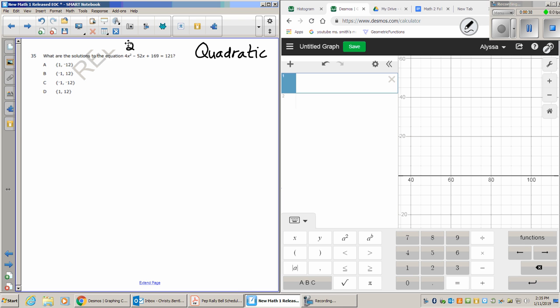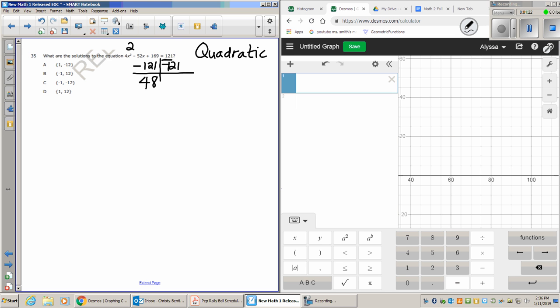This equation is on the calculator active part of the test, so we are going to solve using the Desmos graphing calculator. Now, before we solve, we need to make sure the equation is in standard form and set equal to 0. And if you notice, this equation is equal to 121. So in order for this equation to equal 0, we're going to subtract 121 on both sides of the equation. And if we calculate 169 minus 121, that's going to simplify to 48.